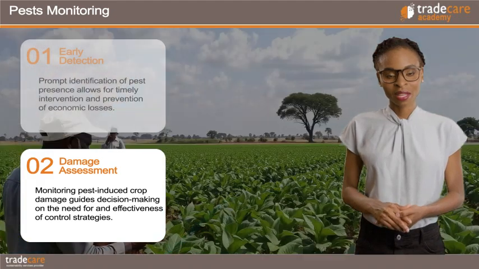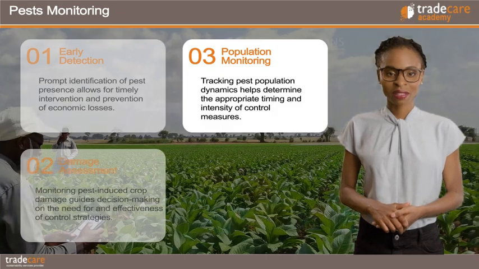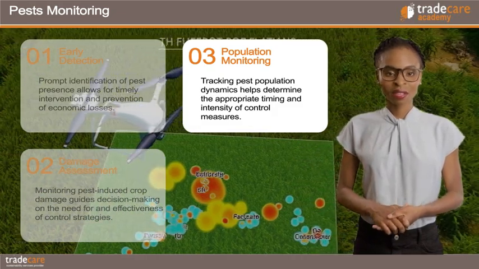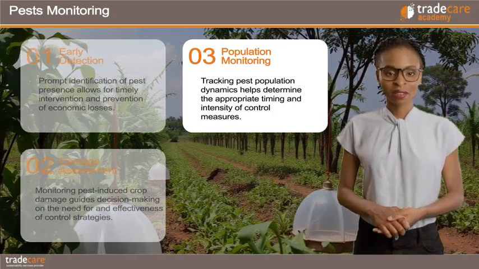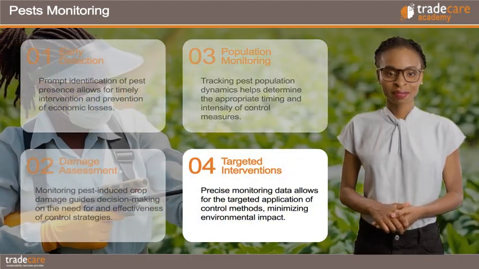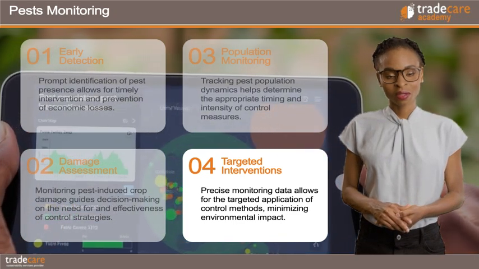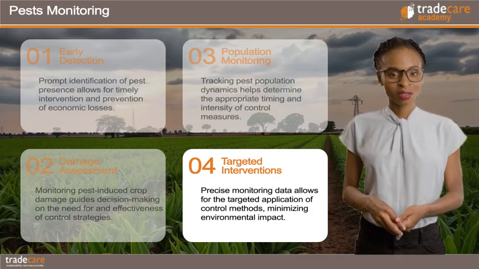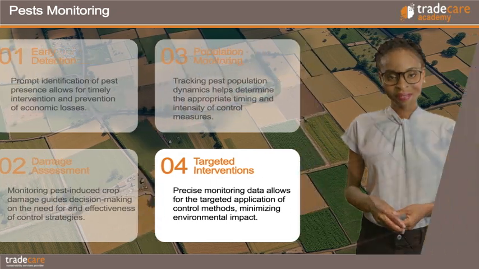Damage assessment. Monitoring the crop damage caused by pests guides decision-making regarding the need for interventions and assesses the effectiveness of existing control strategies. This ensures that resources are allocated efficiently. Targeted interventions are crucial. Precise monitoring data enables the targeted application of control methods, which minimizes environmental impact while maximizing pest control efficiency. This approach promotes sustainable agricultural practices.